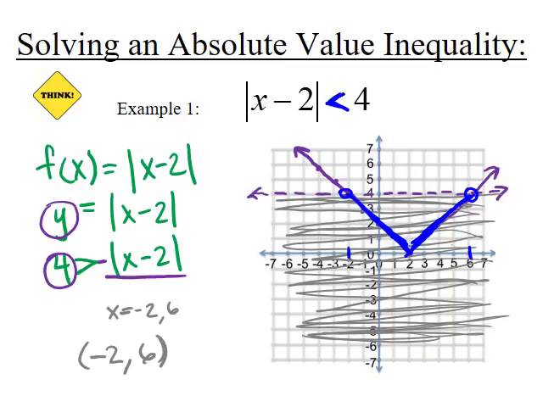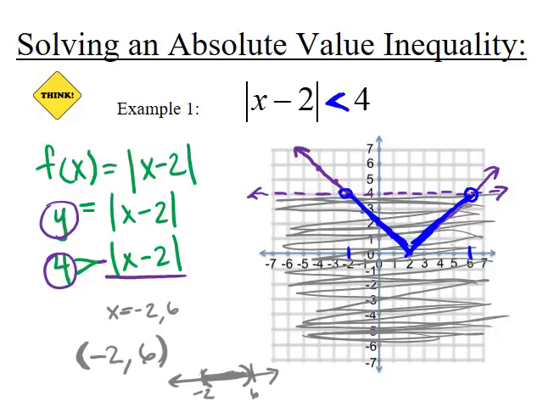Notice I'm using parentheses. That's because it's not "or equals to." I could also represent this on a number line, and I could say that negative 2 and 6, in between those values, are where my graph occurs.